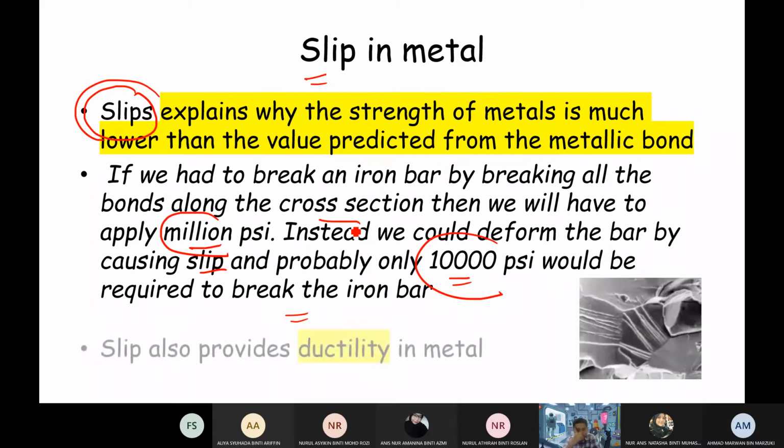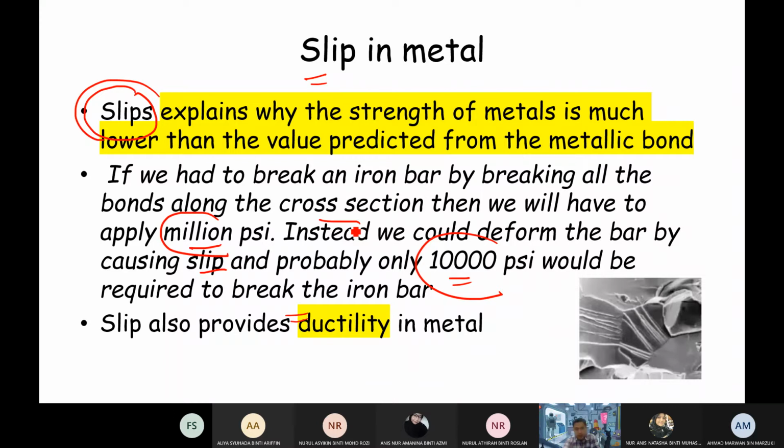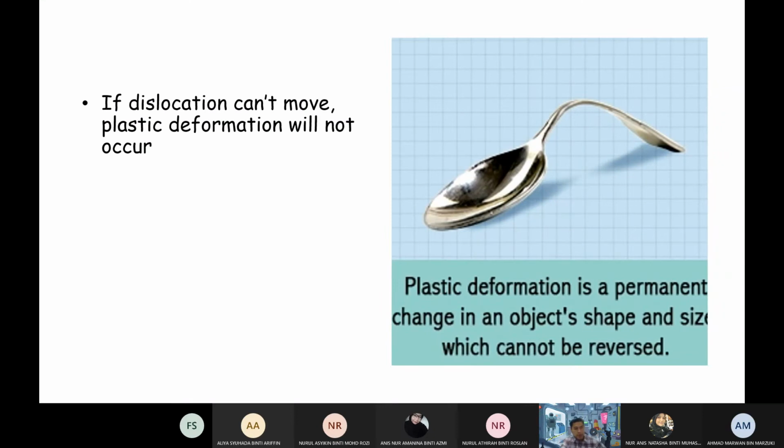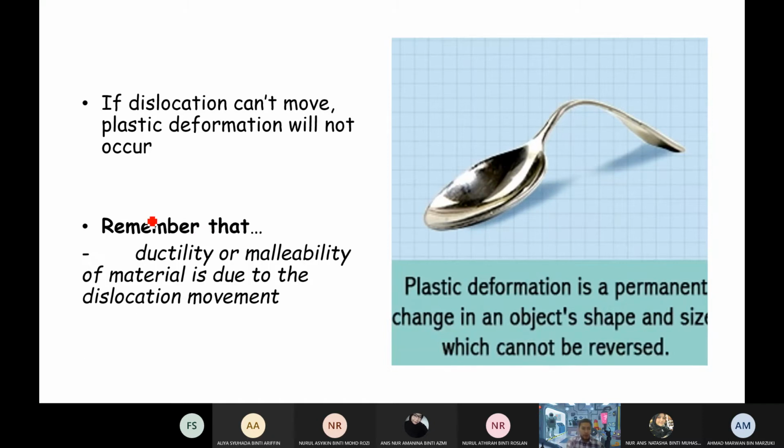Okay, and also slip will provide ductility in metal. Let's say if we don't have a slip that exists in that metal, then that material or that metal will become very brittle. Okay, if a dislocation cannot move, so plastic deformation will not occur. So you have to remember, ductility or malleability of material is due to the dislocation movement. All right.